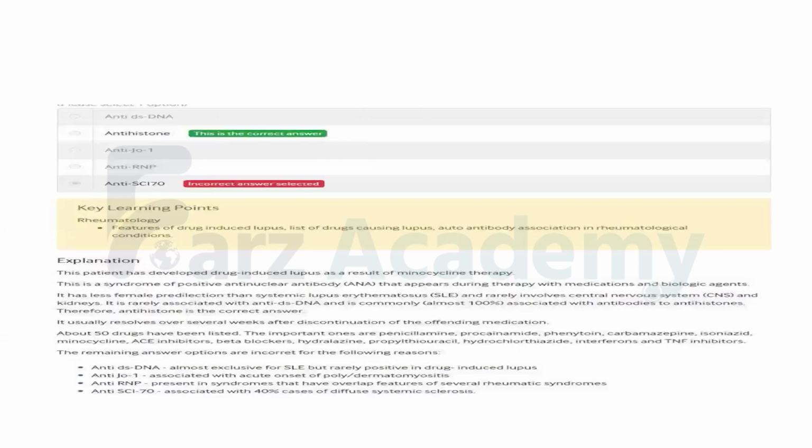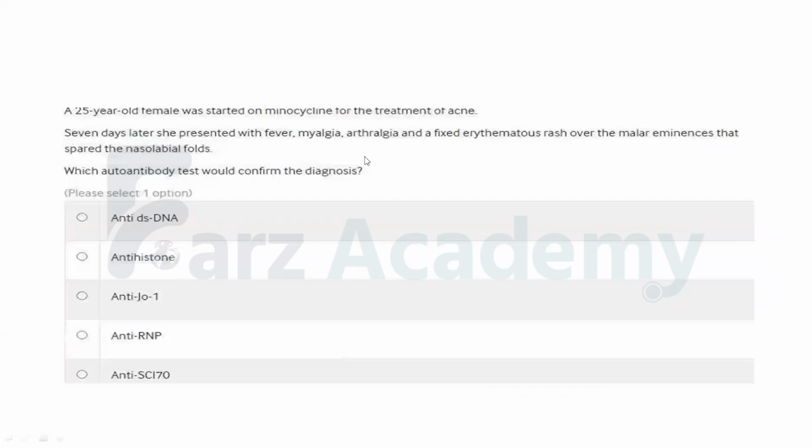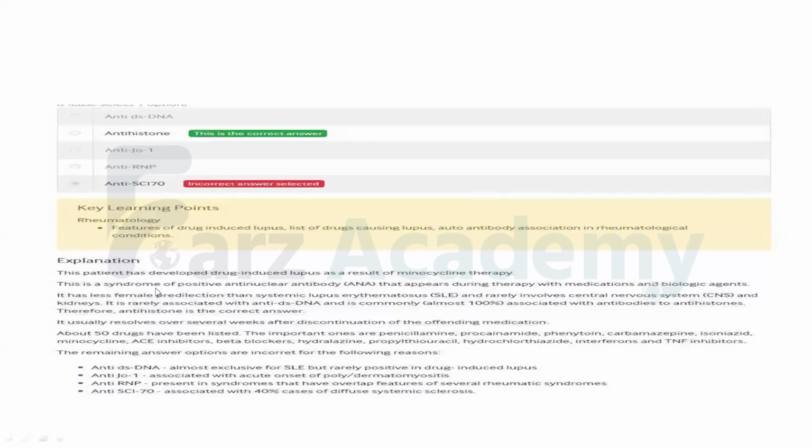Okay. So the correct answer is anti-histone. Because the features of drug-induced lupus, list of drugs causing lupus, autoantibody association, and rheumatological conditions. So this patient has developed drug-induced lupus as a result of minocycline therapy. The typical features are fever, myalgia, and arthralgia, and the typical rash over the malar eminence that spared the nasolabial fold.